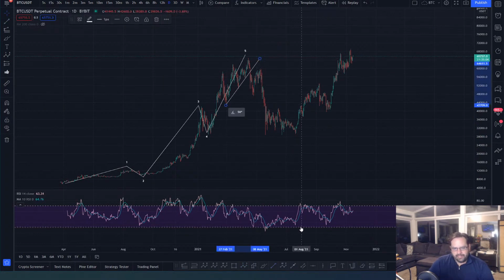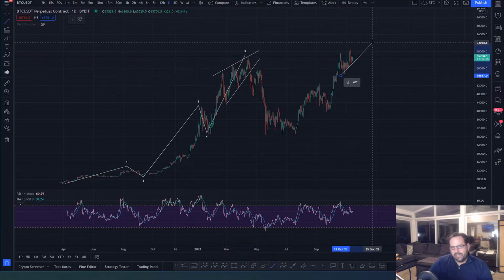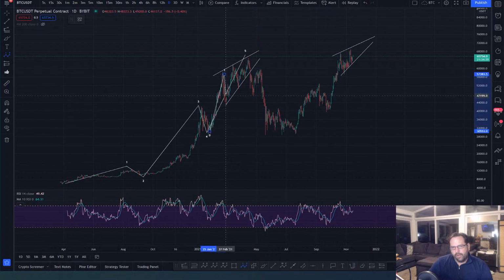Now it is possible, back to your question, that this could be an ending diagonal working. Although I'm not inclined to think so yet, it totally could be. So if this is an ending diagonal right here, then what we're looking for is something like this. The ending diagonal is 1, 2, 3, 4, 5, like that.